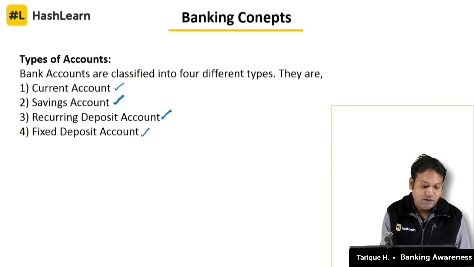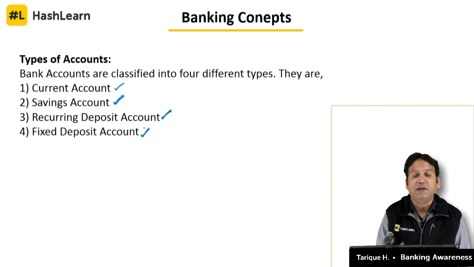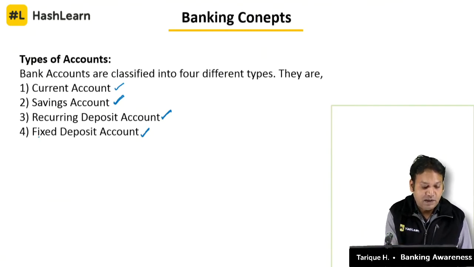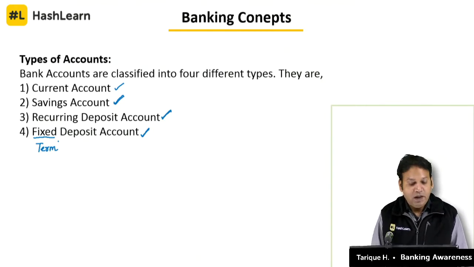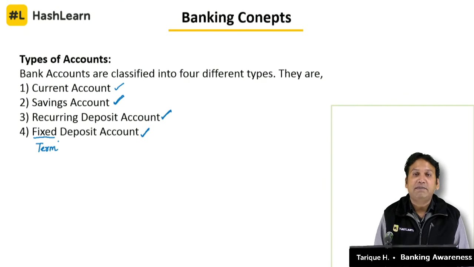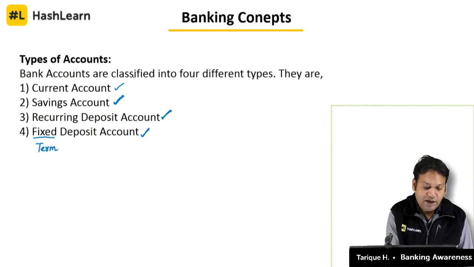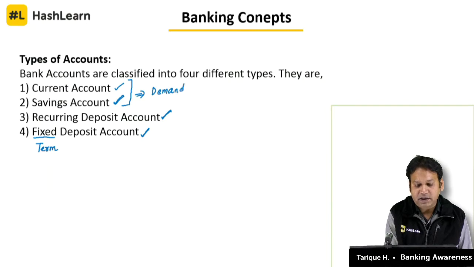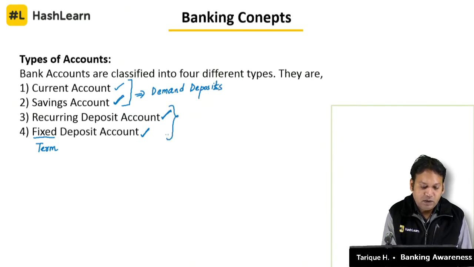And the fourth type of account is where you have a single deposit which stays with the bank for a fixed period of time, and that is called a fixed deposit or a term deposit account. Clear? So you can see these are the four types of accounts that you have in a bank, and we say current account and savings accounts are what are called demand deposits. These are the deposits that can be demanded by the customer, the account holder, at any point of time. Whereas a recurring deposit account and fixed deposit account are what we call term deposits.